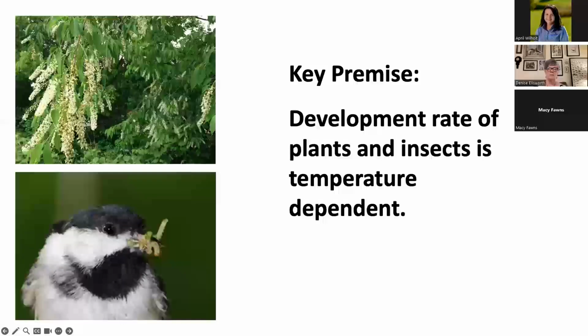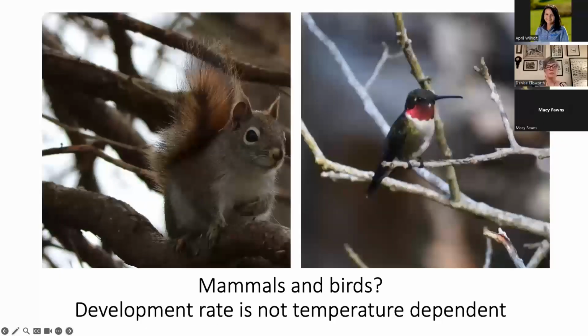So the key premise of this calendar is that the development rate of plants and insects are both temperature dependent. And so if it's a warm spring or a warm season, then our plants are blooming faster, right? We're kind of moving from one plant to the next to the next. And insect development is following those air temperatures as well. Or if it's a cold spring, everything kind of puts the brakes on, plant bloom slows down, and so does insect development. And so that's why we can use one to predict the other. That's not the case with mammals and birds, right? Our babies don't grow faster in the summer.